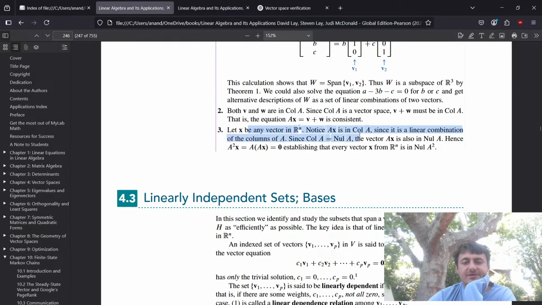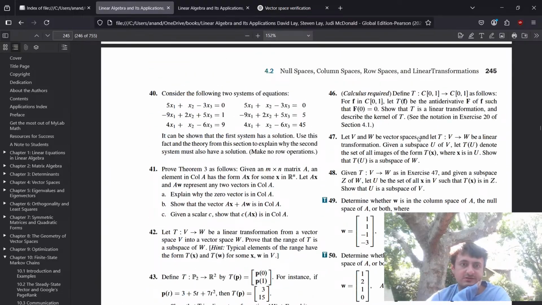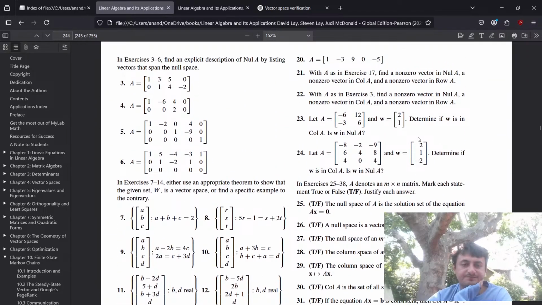All right, let x be any vector. Okay, so this is how I eventually got there, but I sort of did it a roundabout way. Notice AX is in the column space since it's a linear combination of the columns. But since the column space of A is equal to the null space of A, the vector AX is also in the null space. So what that means by definition is that A squared X is equal to AAX equal to 0. Nice. I like that last one.